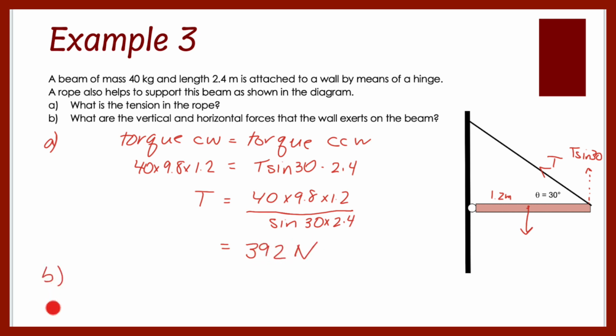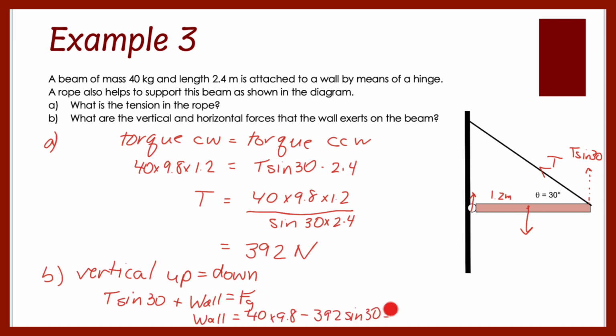Part B, what are the vertical and horizontal forces that the wall exerts on the beam? Well, let's look at all the forces vertically. Up will have to be the same as down. And upwards, I have T sine 30. And right here, there must be a part that's pushing up as well. So we're going to say that's the normal force from the wall. Let me just call that F wall. And that's going to equal the weight of the beam down. My calculator gives me 196 newtons.